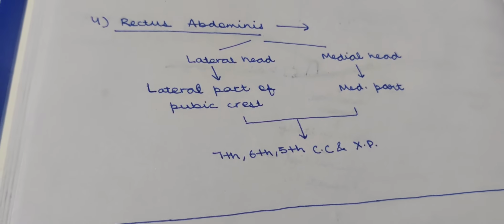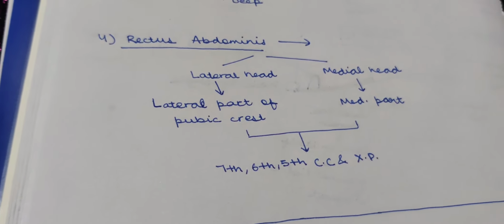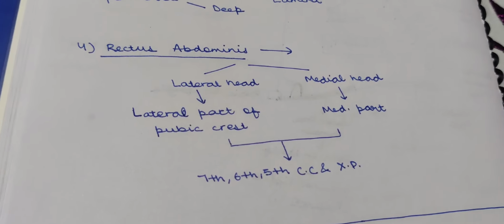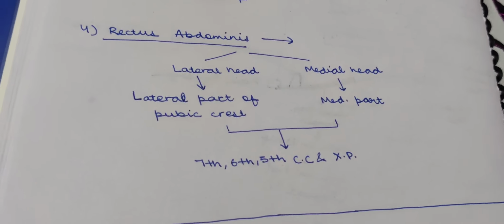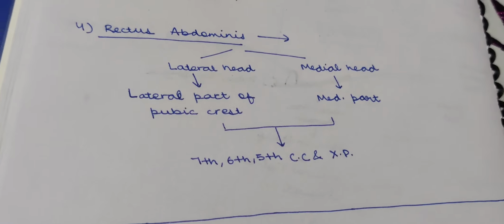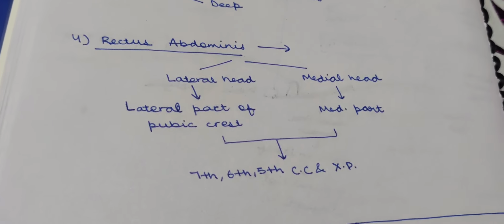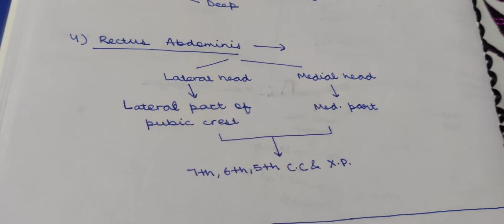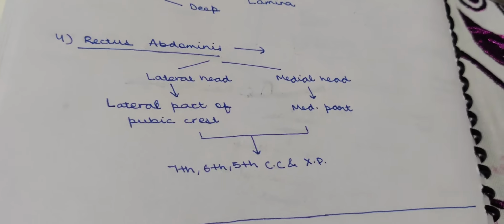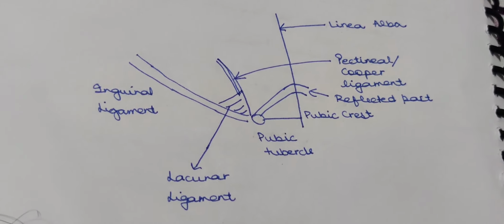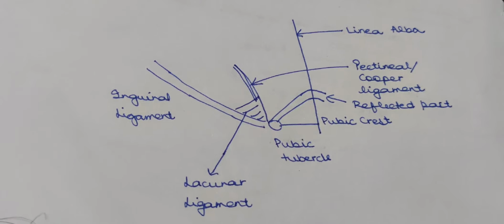Then the rectus abdominis has 2 heads, the lateral head and the medial head. The lateral head arises from the lateral part of the pubic crest, and the medial head arises from the medial part of the pubic crest, and they go upwards vertically, cross the 7th, 6th and 5th costal cartilages and insert into the xiphoid process. Now here we can see the inguinal ligament.